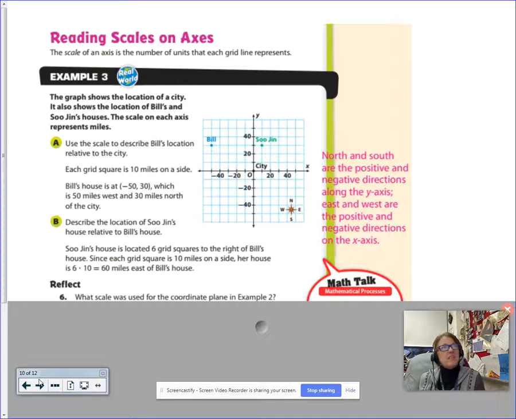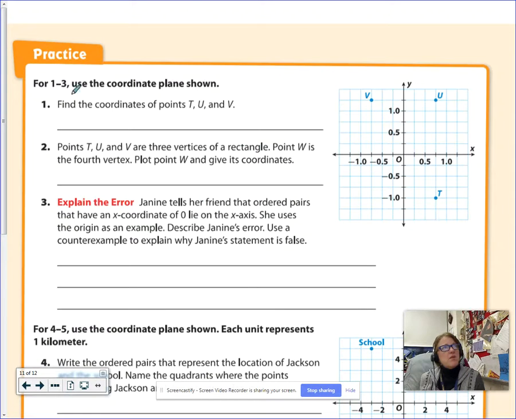And finally, the back page right here is your practice. And there are 6 questions there. So good luck. Be careful which way you are traveling as you are graphing. And be careful to read the grid to make sure you understand what the scale is. Good luck.